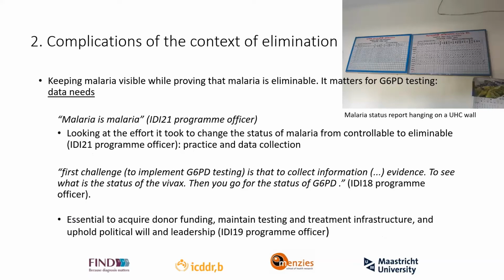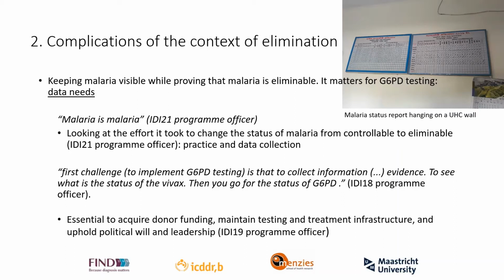So this leads to the final point before the conclusions, and it is the need to keep malaria visible while proving that it is eliminable. During our talks about priority setting and the introduction of new diagnostic tests, one notion came through, and it might seem at odds with the fact that P-vivax is seen as less of a priority, but in the context of the elimination, malaria is malaria.